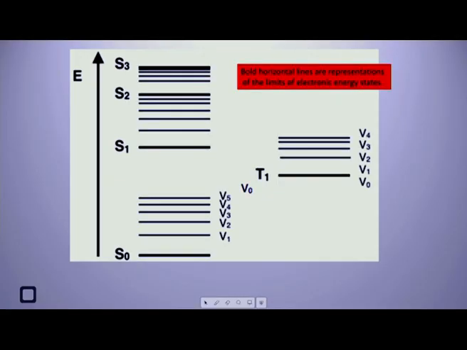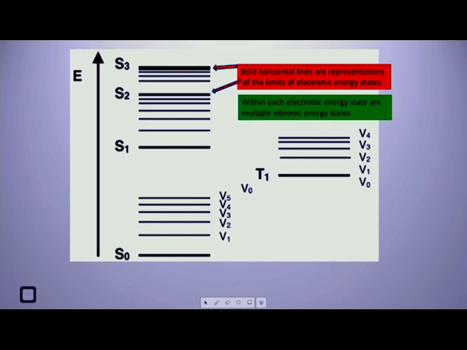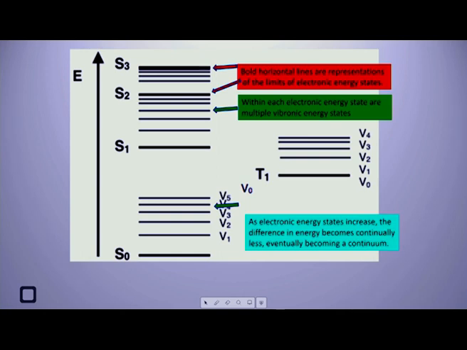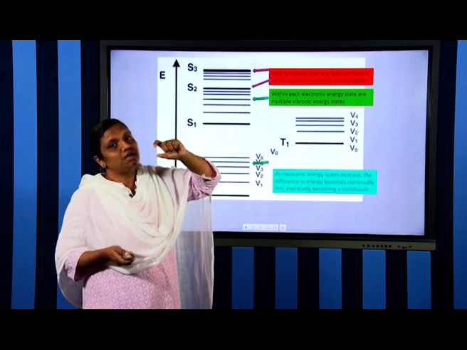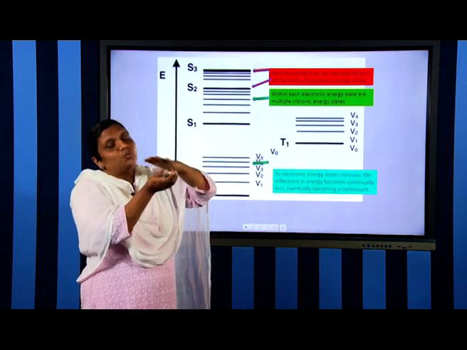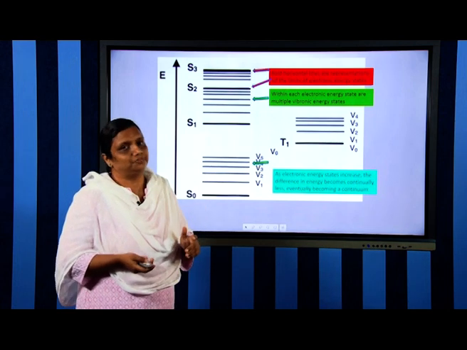The bold horizontal lines represent the limits of electronic energy states, and within each electronic energy state we have multiple vibrational energy states, shown with thinner lines and depicted as V1, V2, V3, etc. As the electronic energy state increases, the energy difference between the two electronic states decreases, and as it moves higher, we find that all the electronic states overlap. It appears to be a continuum.